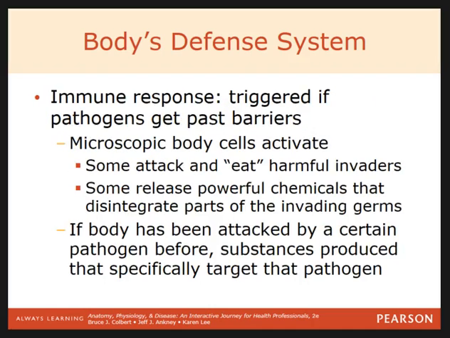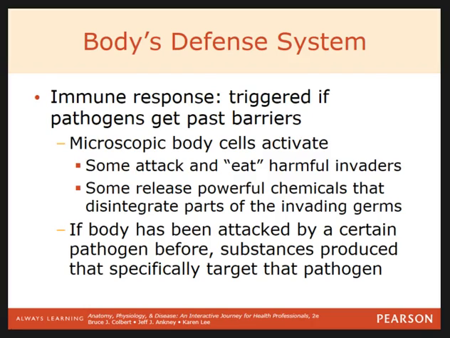Now, if a pathogen gets into the body, we have what's called an immune response. It's triggered by pathogens that get past our other barriers. Microscopic bodies of cells get activated. Generally, these are your white blood cells, what are known as macrophages, that will come in and attack. Now, we will talk much more about these types of cells in later chapters. So these attack cells come in and attack and eat these foreign invaders.